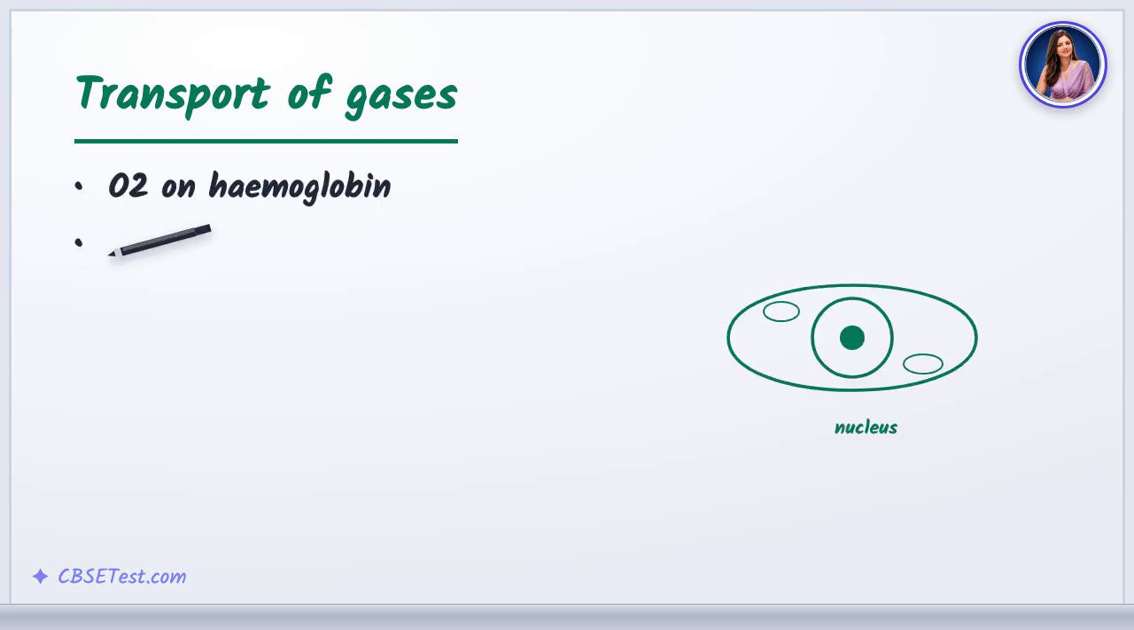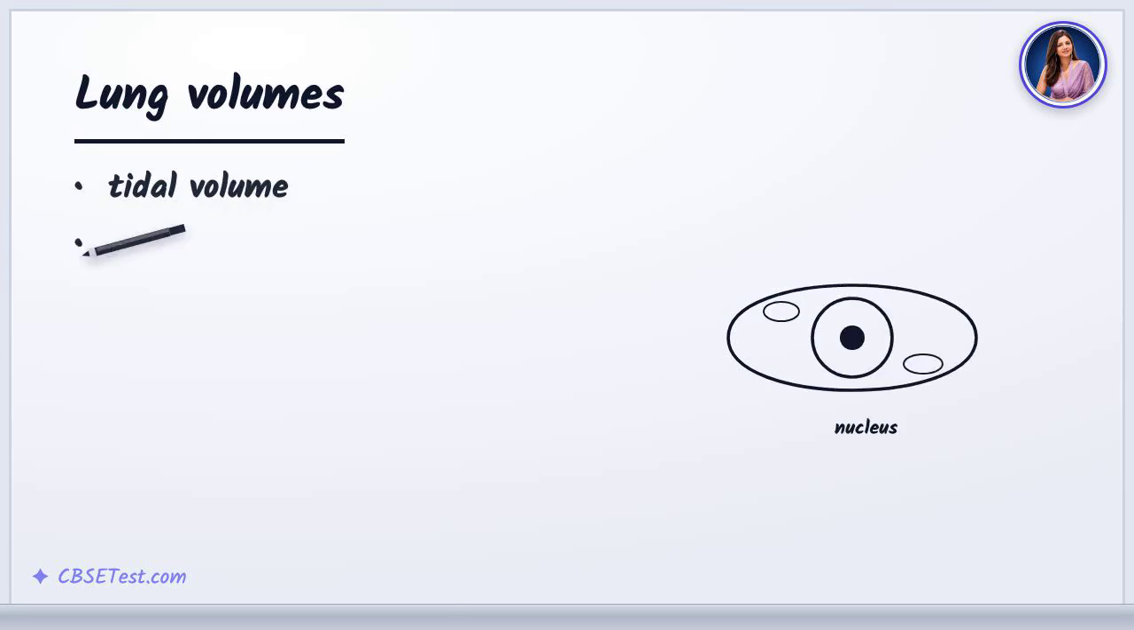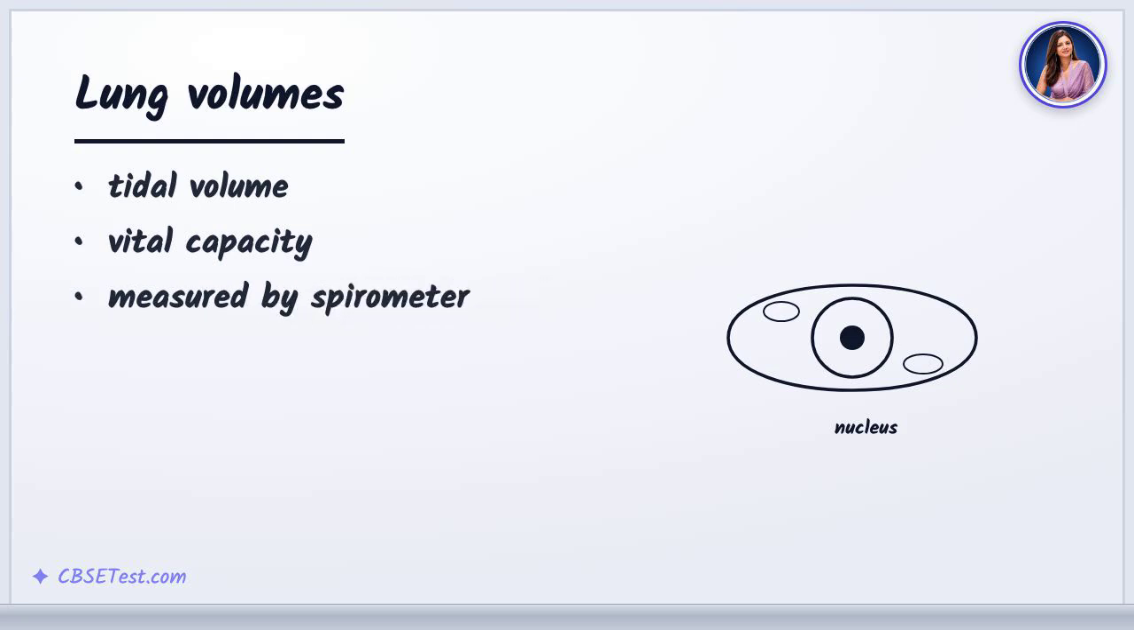Oxygen is carried mainly bound to hemoglobin in red blood cells, forming oxyhemoglobin. Most carbon dioxide travels as bicarbonate ions in the plasma. Breathing is measured using lung volumes. Tidal volume is the normal breath, and vital capacity is the maximum air exchanged, measured by a spirometer.